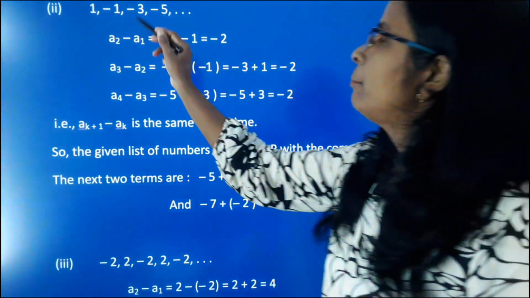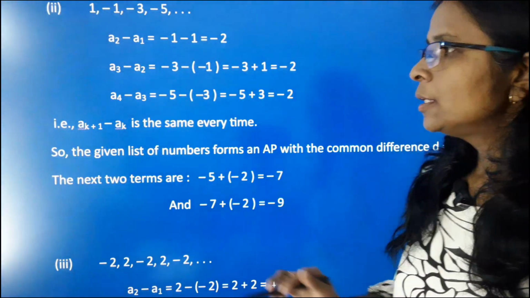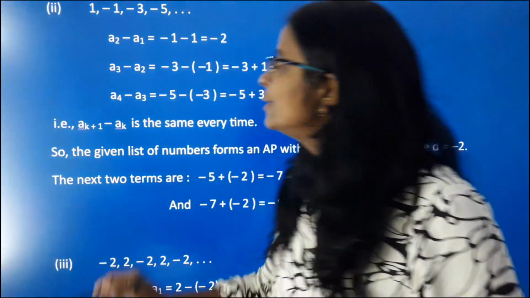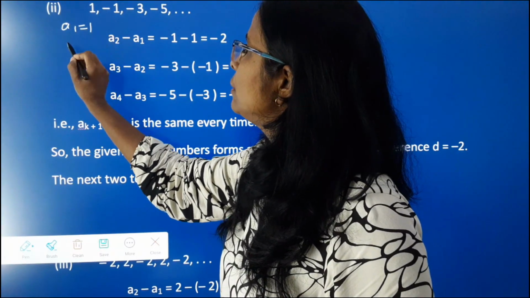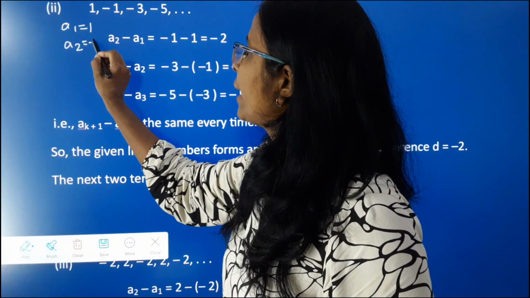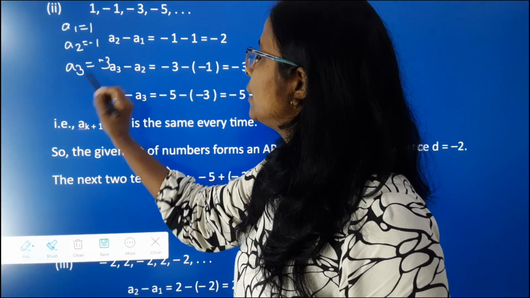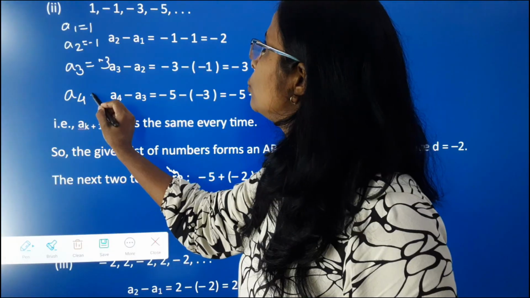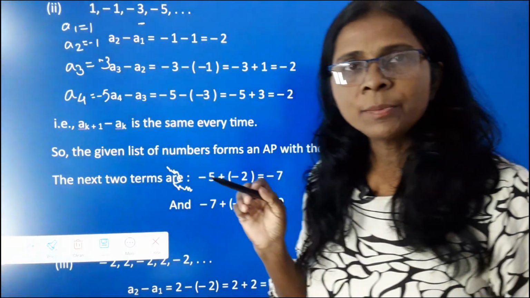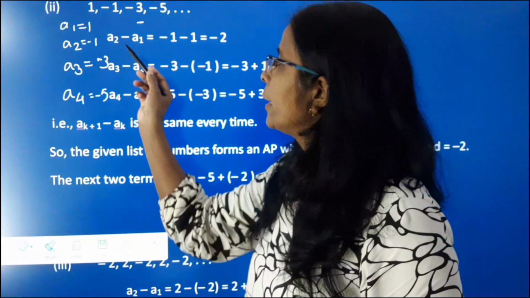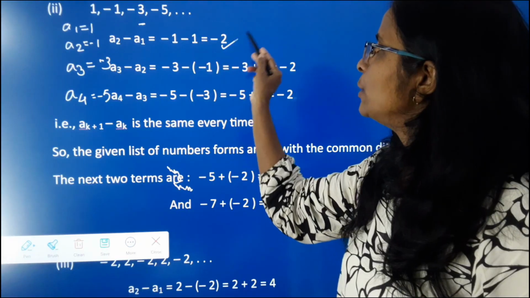1, minus 1, minus 3, minus 5, and so on. Now write down the terms: a1 is equal to 1, a2 is equal to minus 1, a3 is equal to minus 3, a4 is equal to minus 5. Now leave the first place and use the formula: a2 minus a1 is equal to minus 1 minus 1, that is equal to minus 2.